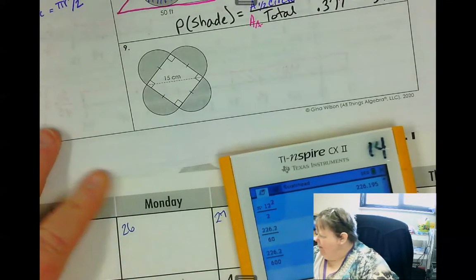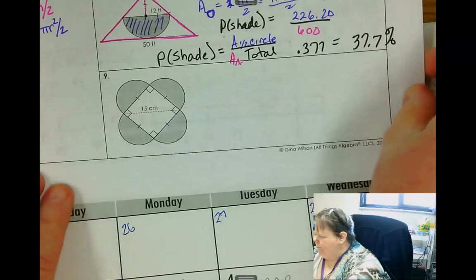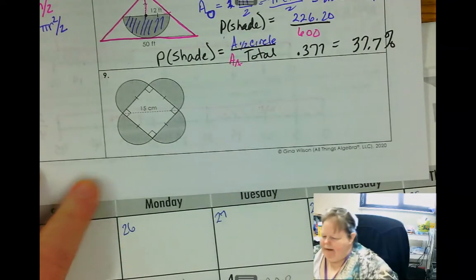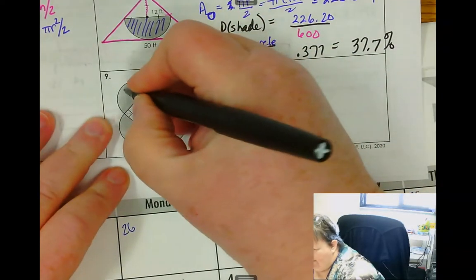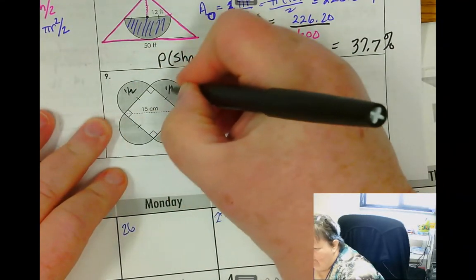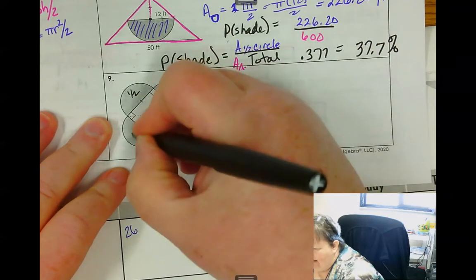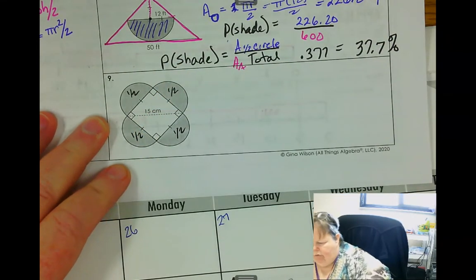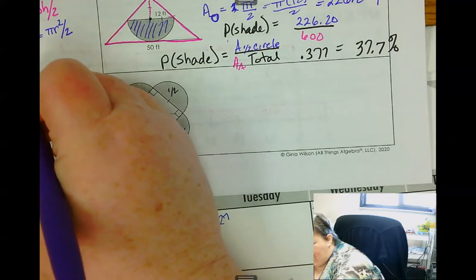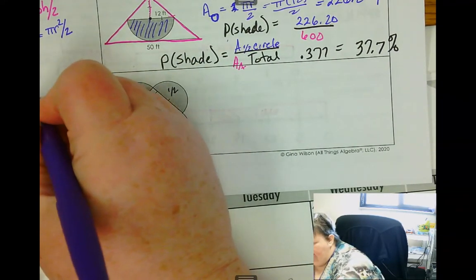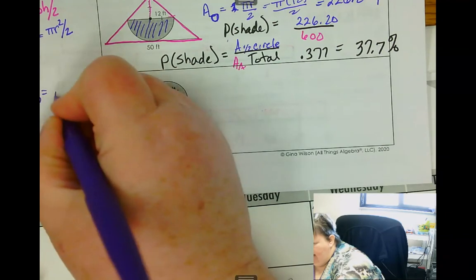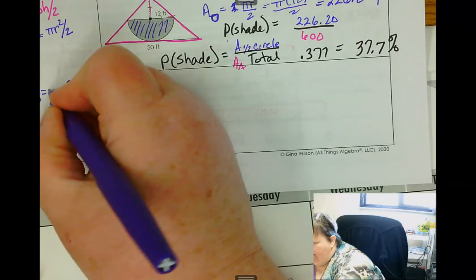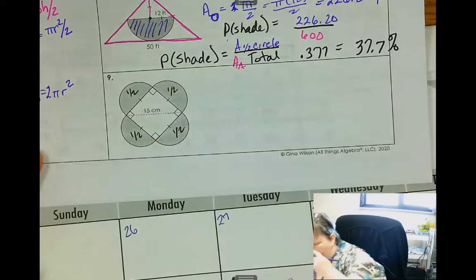Number 9. This is a little bit harder. First off, how many circles do we have? I have a half, a half, a half, and a half. That's how many circles? That's 2 circles. So 2 times the area of a circle equals pi r squared. I'm going to move that 2 over here because I have 2 circles.